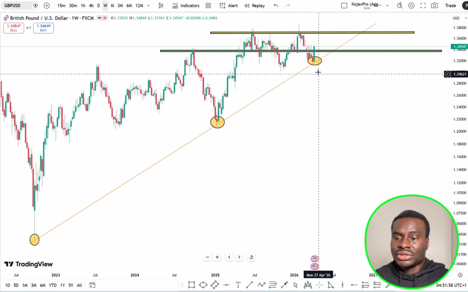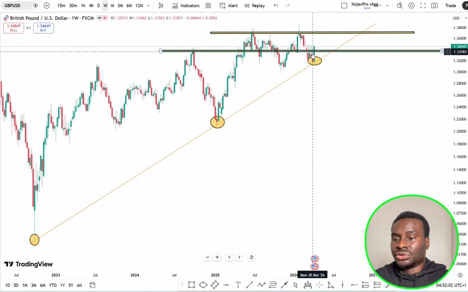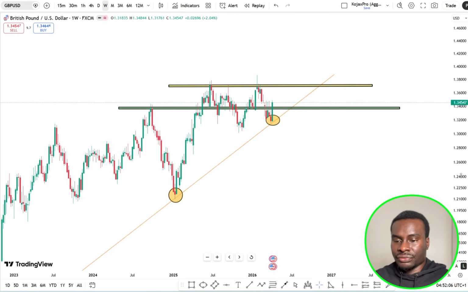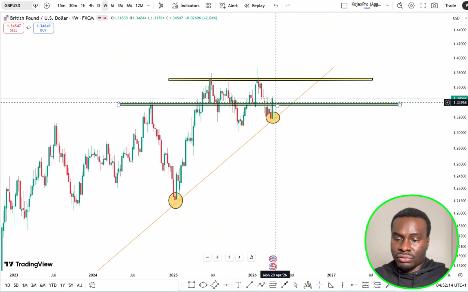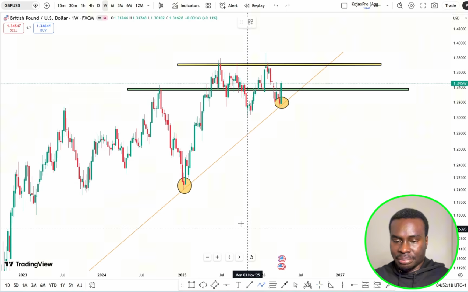But if perchance that doesn't hold, then GBP/USD might stall around this region for quite a while. I'm just going to be very frank with you. And that's not what we want, because we want clarity. We want a real move to the upside. Because if you take it, GBP/USD has actually played.